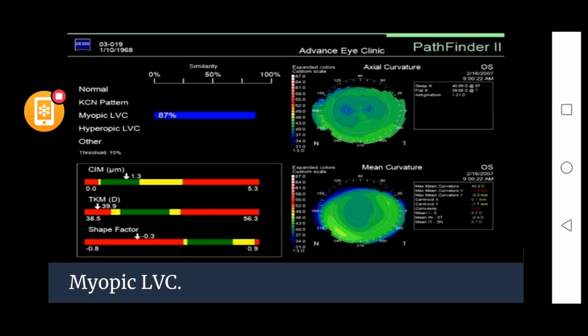Okay, we can see a similar kind of pattern in patients who are using ortho-K lenses, because in ortho-K lenses there is a central flattening which is done. So the Pathfinder may show that there is a myopic LVC, but the patient may be using the ortho-K lens, and hence it is causing a central flattening. If you want to be an ortho-K practitioner, you should be aware of these kinds of patterns. So this is what you basically target on ortho-K.